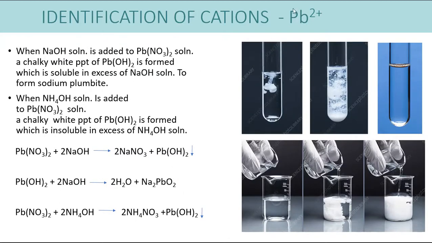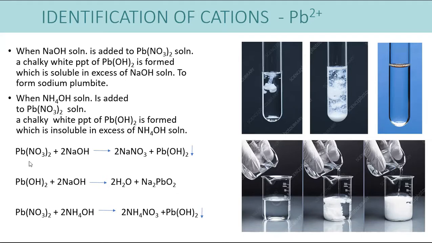Then you have the Pb2+ ion, that is lead ion. When sodium hydroxide solution is added to lead nitrate solution, a chalky white precipitate is formed, that is Pb(OH)2, which is soluble in excess of sodium hydroxide solution to give a colorless solution of sodium plumbite. When ammonium hydroxide solution is added to lead nitrate solution, a chalky white precipitate of lead hydroxide is formed, which is insoluble in excess of ammonium hydroxide solution.